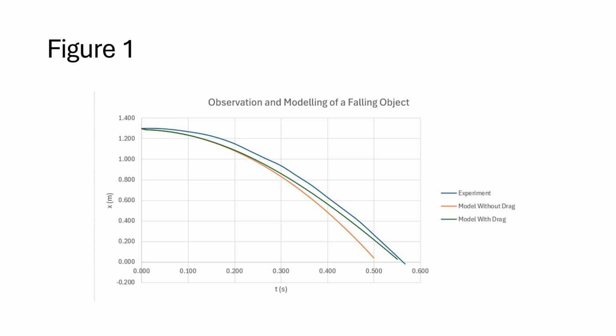So this is figure 1. The experiment is the blue line, the model without drag is the orange line, and the model with drag is the green line. So you can see how the model with drag more closely conforms to the experimental results.